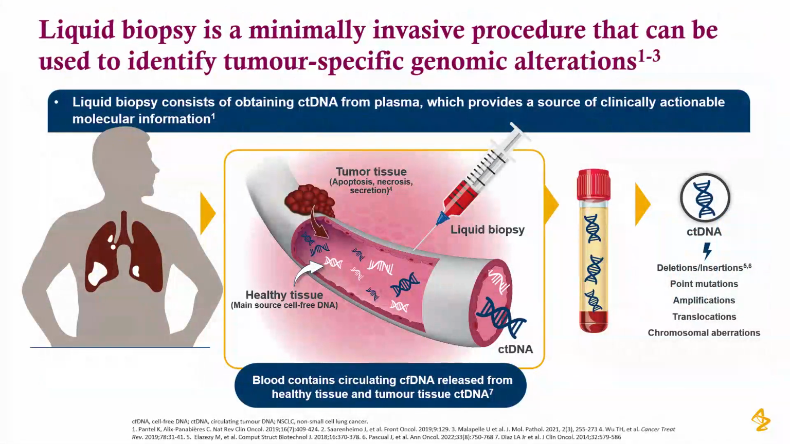So here the liquid biopsy consists of obtaining the circulating tumor DNA from plasma, which provides a source of clinically actionable molecular information. So it can detect DNA-based mutations. Basically, non-DNA-based alterations can't be identified by the circulating tumor DNA liquid biopsy. So deletions, insertions, point mutations, amplifications, translocations, and chromosomal aberrations, all these can be detected by the liquid biopsy with the ctDNA. And the ctDNA we can subject to either a PCR-based test or an NGS-based test. So next slide, please.